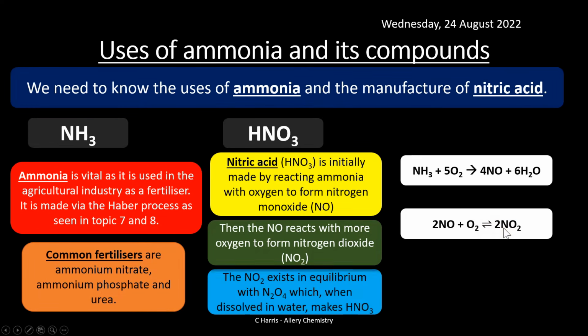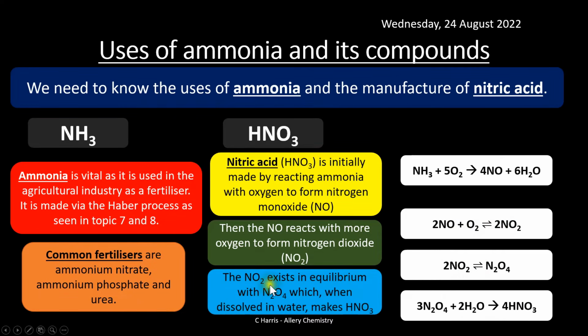Then we can go a little bit further and say, well, the NO2 actually exists in equilibrium with N2O4, which is this chemical here. Then we can take the N2O4 and dissolve it in water, and that forms our nitric acid, which is HNO3. So you need to be aware of these reactions, and how you make ammonia through the Haber process, but also the uses of nitric acid, which is obviously quite an important chemical. Both are very important, very vital.